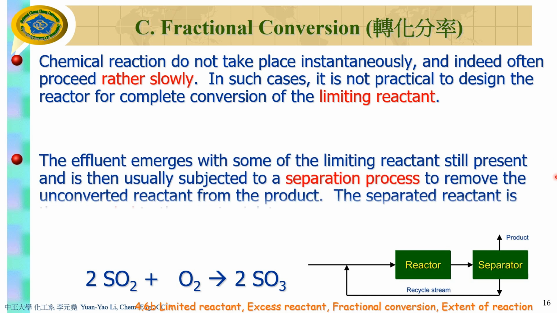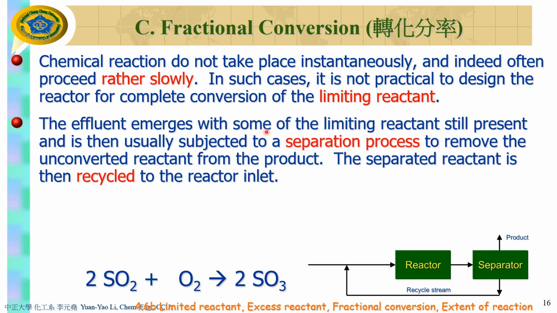Okay. So the reactor effluent emerges with some of the limited reactant still present, and is then usually subject to a separation process to remove the unconverted reactants from the products. The separated reactants are then recycled to the reactor inlet. So this is the one, right? This is what we are talking about. And I'm sure you already know this concept because we introduced it to you on Monday.